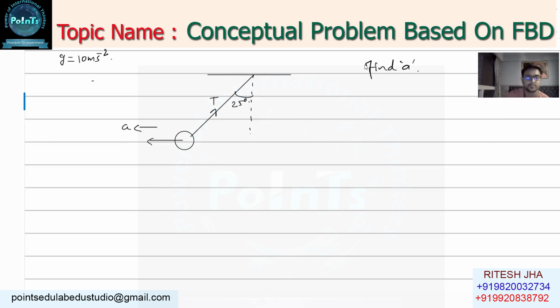And this is in equilibrium. Basically the point is that here it is going backward with ma, but it is being balanced at this particular point. So this is fixed at 25 degrees. Initially it was like this, and then it is going backward with a certain acceleration.